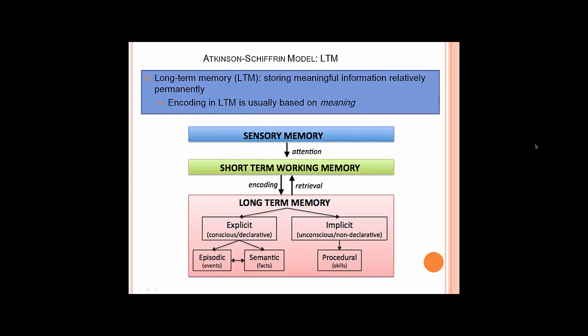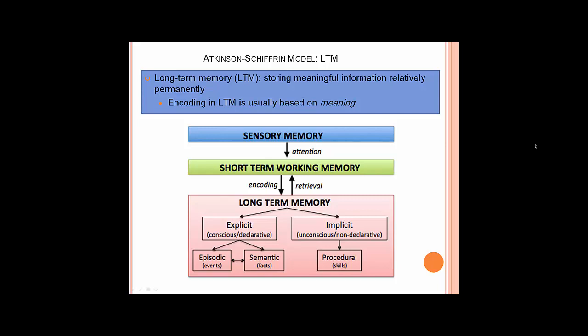And then moving on to long-term memory. Long-term memory is storing meaningful, I don't know, some long-term things that one remembers. I know I remember things that may not be meaningful at all. I remember them, but I wish I could forget them. But it's storing meaningful information relatively permanently, and encoding a long-term memory is usually based again upon meaning, semantics.